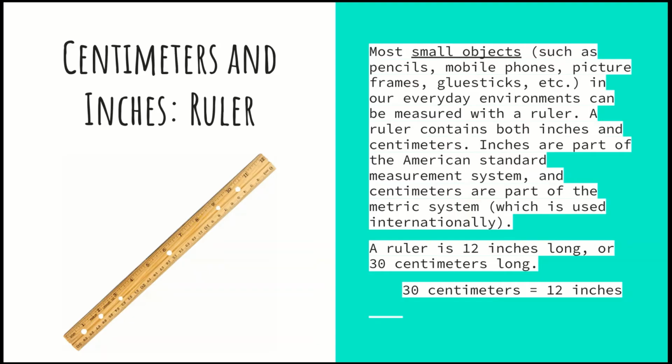And so a ruler is 12 inches long or 30 centimeters long. Now, these are what we call equivalent lengths. Okay, they are the same length. 30 centimeters is equal to 12 inches.